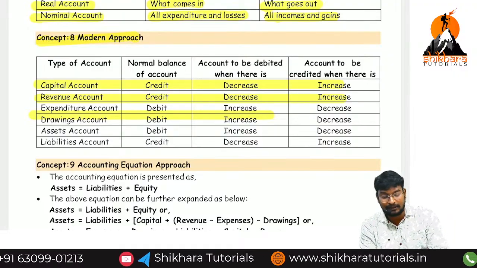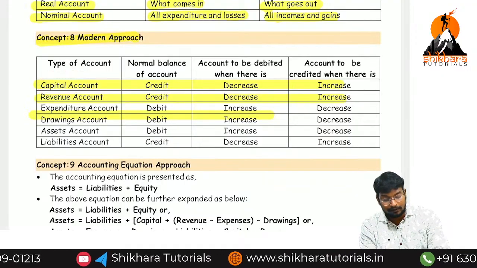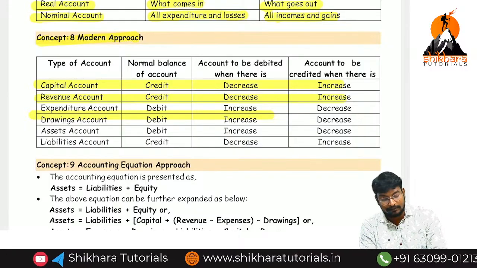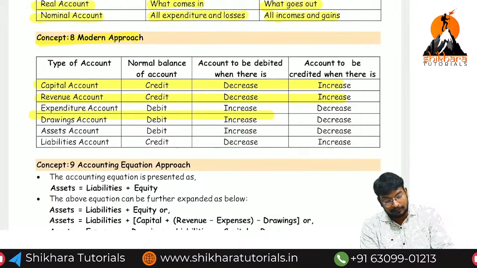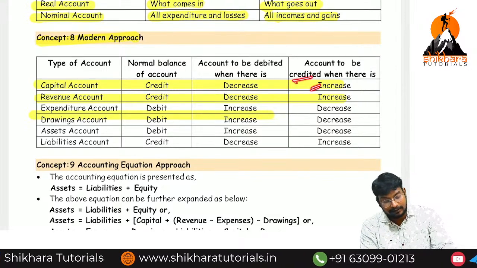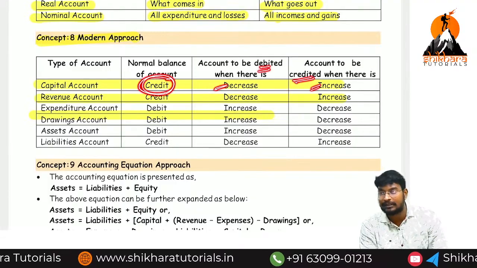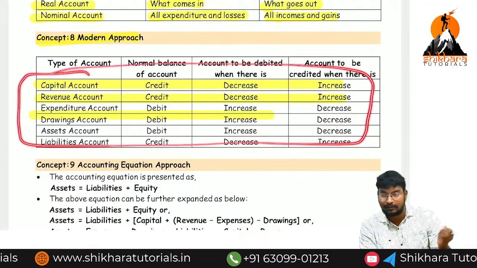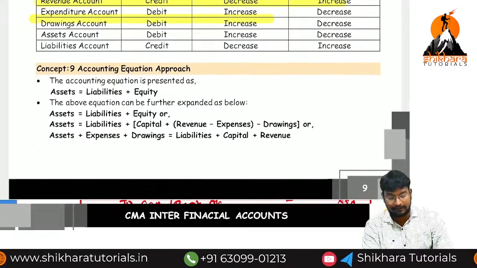What is this one here? Capital account. Having which balance? Credit balance. If it increases, what do we need to do? Increases means credit, decreases means debit. Normally which balance will be there? Credit balance. This is an easy concept. What we have discussed is an easy concept.